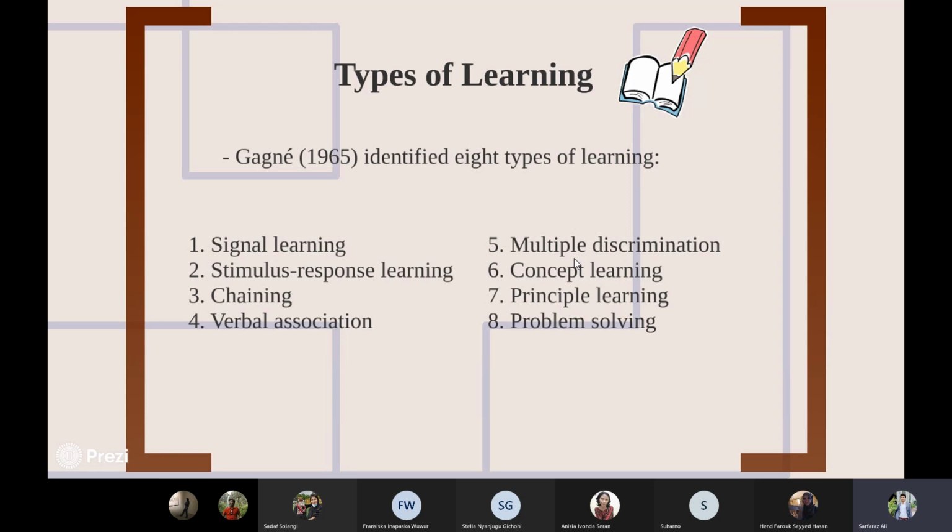Signal learning in general was about some general responses. It involved factors such as verbal, cognitive, or emotional. That was all about signal learning. The second type, stimulus-response learning, was evident in the acquisition of the sound system of a foreign language.